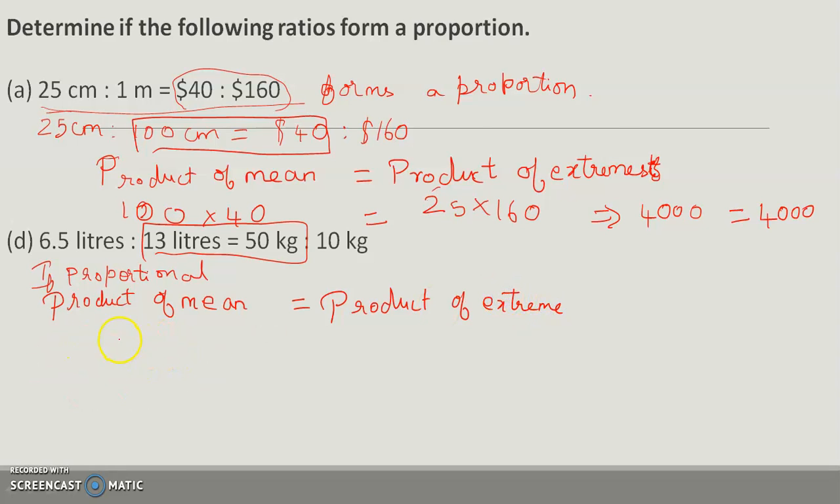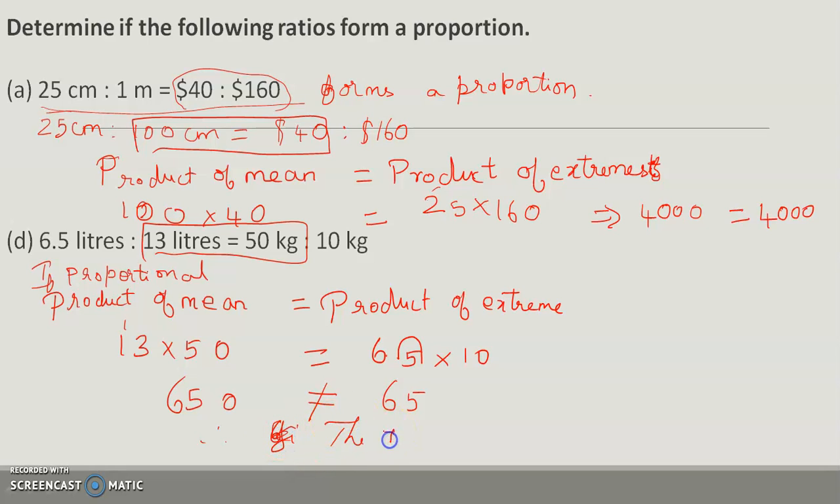What is the product of means? 13 into 50. What about extremes? 6.5 into 10. 13 into 50: 5 3s are 15, carry 1, 5 6s are 30, 650. What about here? If I multiply by 10, just the decimal point gets shifted. Are they equal? They are not equal. So I can say the given ratios do not form a proportion.